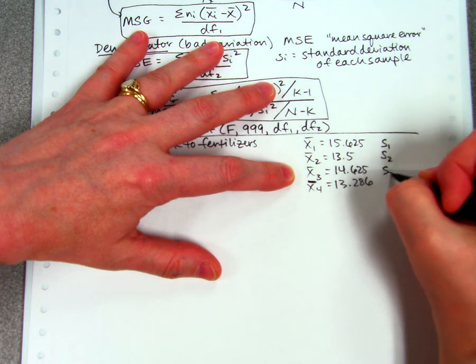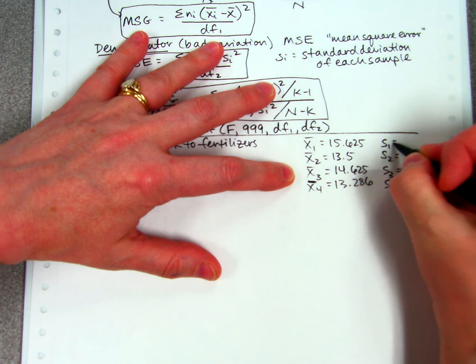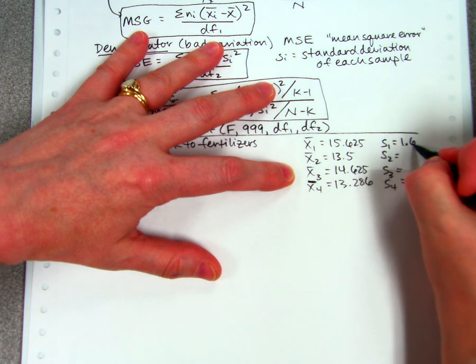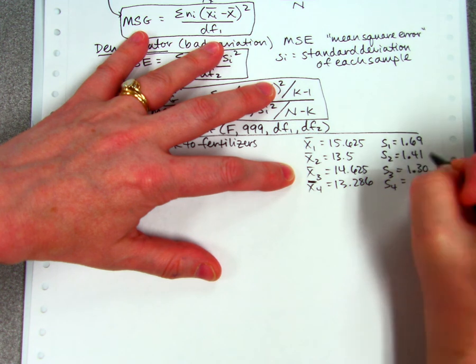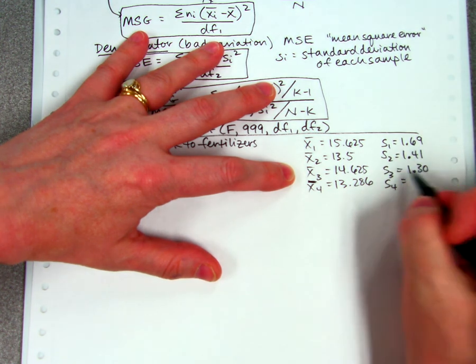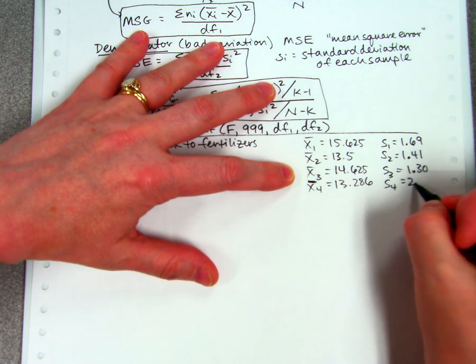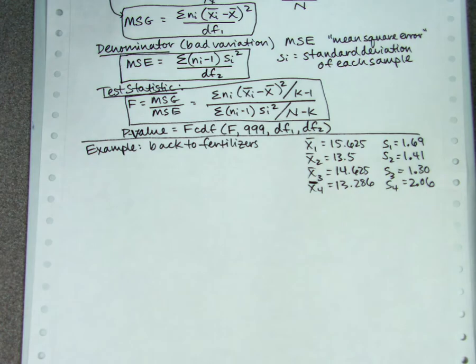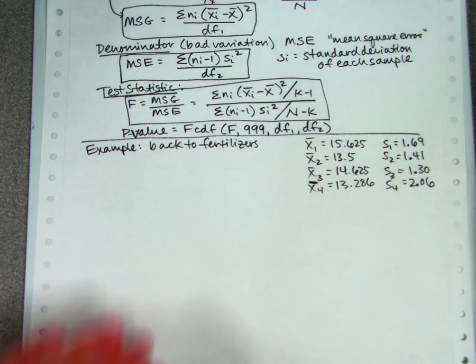We also have to have the s's, the standard deviation of each one. I actually gave you those in the warm-up. They were 1.69 and 1.41 and 1.30. Actually, it came out to 1.302, and then the computer rounded it to 1.3, and 2.06. Okay, so we're going to use those numbers to calculate.